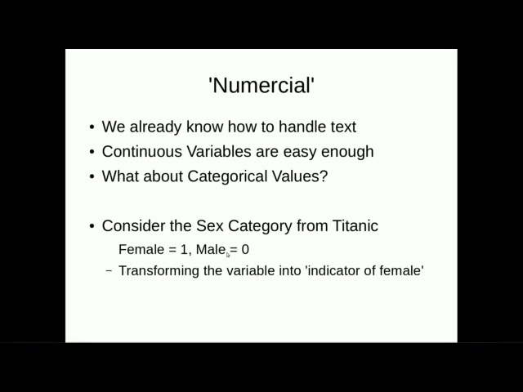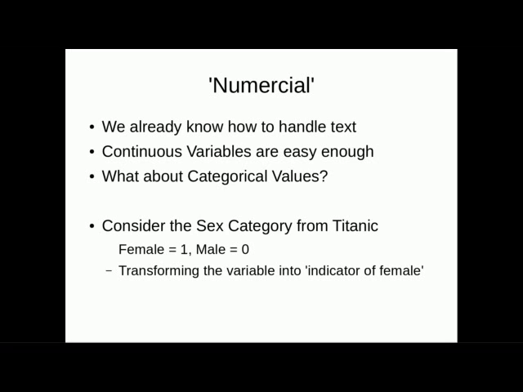Consider the sex category from Titanic. What we can do, easily enough, is change that category so that every time we see female, we put a 1 in the column, and every time we see male, we put a 0 in the column. What that does is transform that variable into an indicator of female. So 1 is present if female, 0 is present if male. All of a sudden, we've gone from a word category to a numeric category, and that works pretty well.